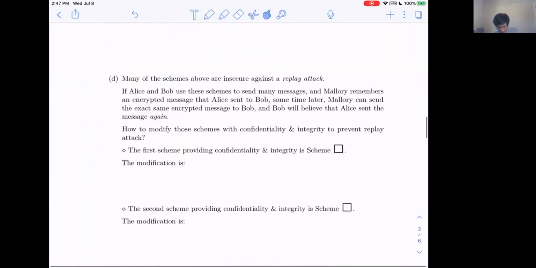So the last question we have is that many of these schemes are insecure against a replay attack. That's essentially if I've sent a message to Alice and say I've MAC'd it or something, then Mallory could just take that message and send it again to Bob, and Bob has no way of knowing that I didn't send that message twice and instead someone replayed it.